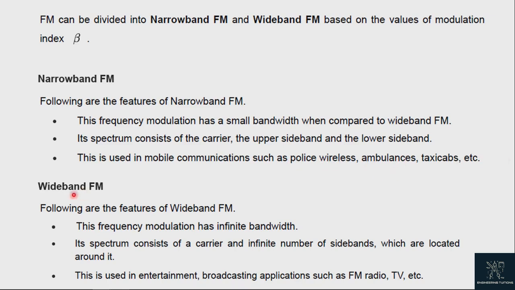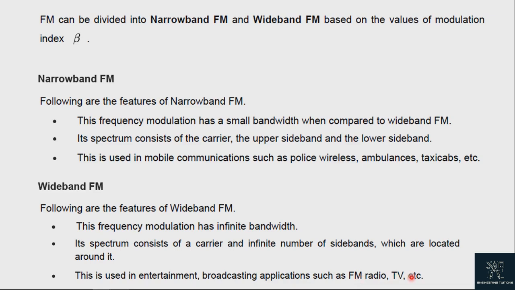And when beta is greater than or equal to 1, then this is the case of wideband FM. And following are the features of wideband FM. It has infinite bandwidth. Its spectrum consists of a carrier and an infinite number of sidebands which are located around it. This is used in entertainment and broadcasting applications such as FM radio, TV, etc.